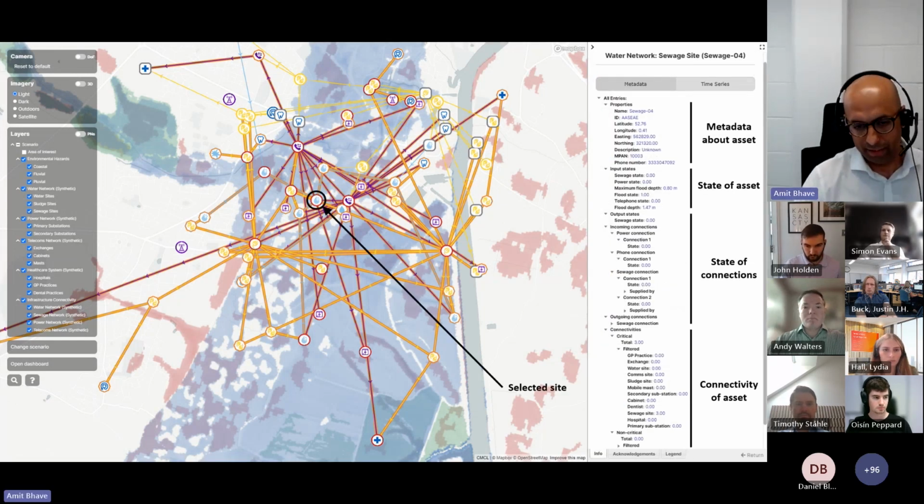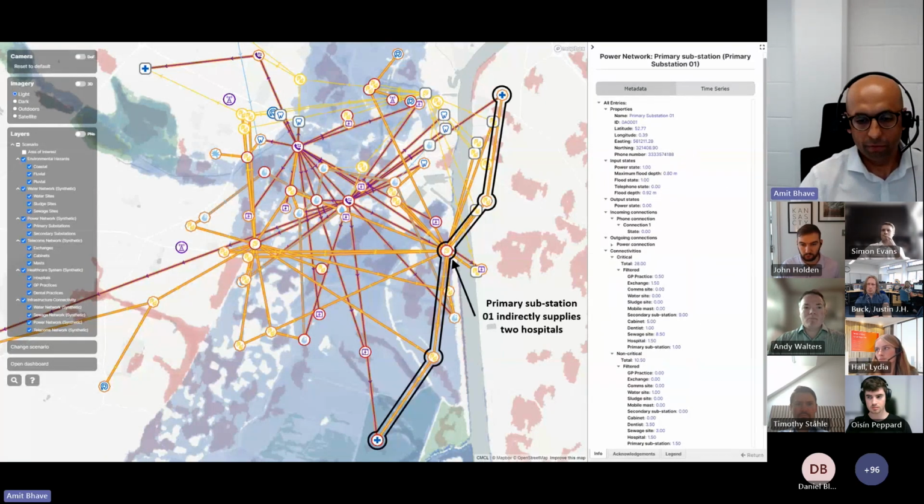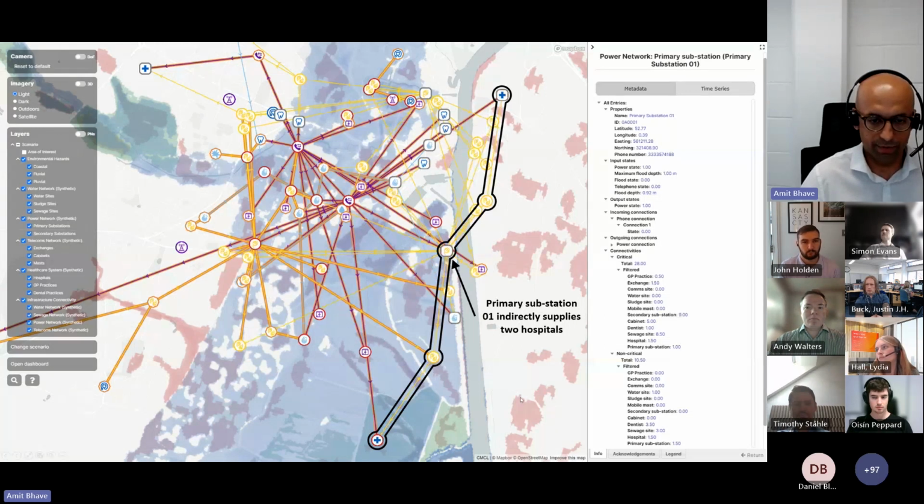On selecting a failed asset site, additional data regarding the location of the asset, the flood state of the asset, the state of connections, and connectivity of the asset, these are all displayed to the user of CReDo. For example, in the area highlighted here, the primary substation supplies power to 2 NHS hospitals in this region. One of the hospitals, marked by a red circle at the bottom right, has directly failed due to flood and lost power and telephone service. The second hospital has not flooded, but it's experiencing indirect failure as a result of cascade of failures.